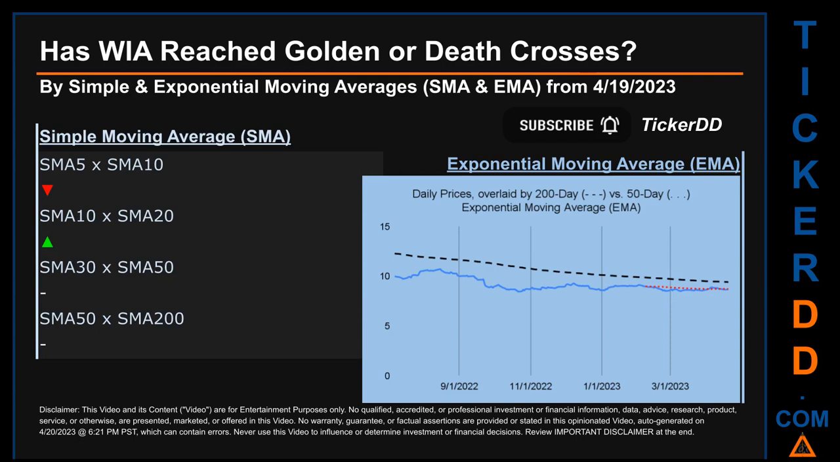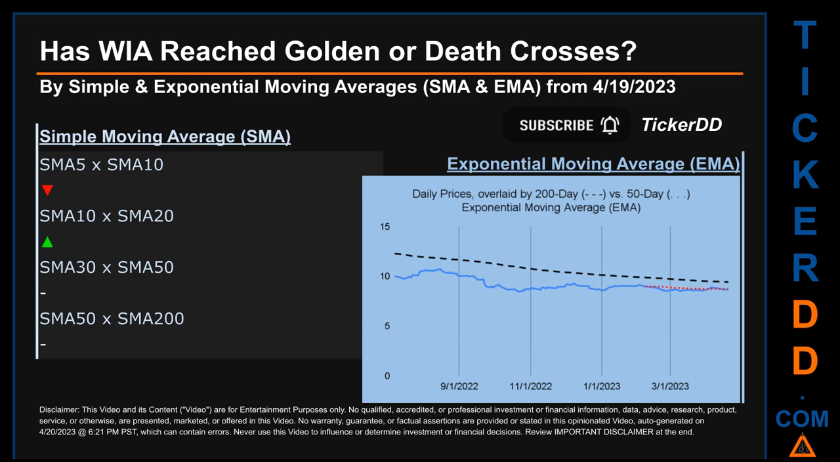Has WIA price reached golden or death crosses? Golden cross and death cross are basic signals that compare average prices across two specified trade day ranges, a short-term versus a long-term range. For example, 5-day versus 10 trade days. Essentially, a golden cross is a bullish signal. It appears when a ticker's short-term moving average crosses above its long-term average. Vice versa, a death cross is a bearish signal when the short-term crosses below its long-term moving average.